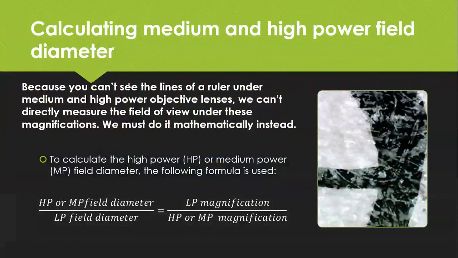Now, sometimes under high power and medium power, we can't actually measure because we can't see the lines of the ruler. So we have to use a little bit of math in order to determine our field of view under those powers. Again, this can be found in section C on the last page of your data booklet. You do not have to memorize these formulas.